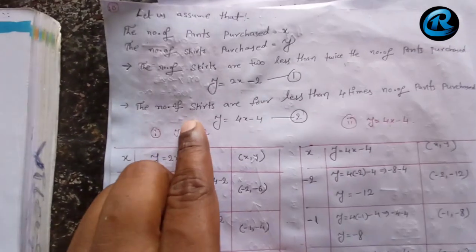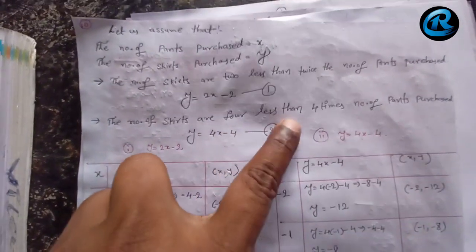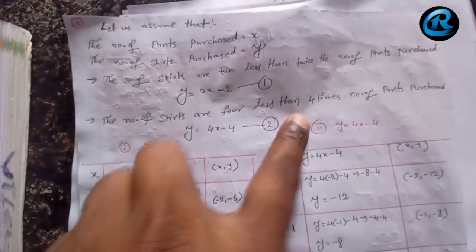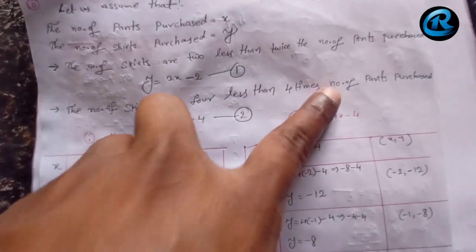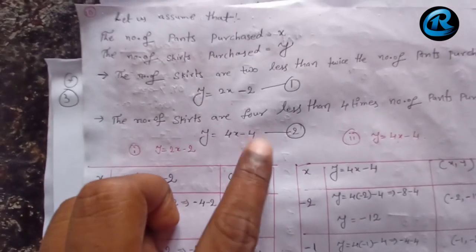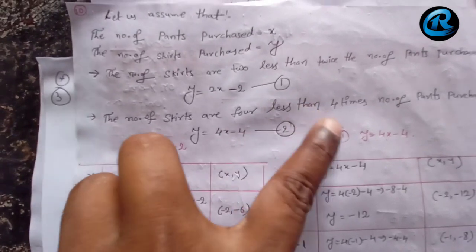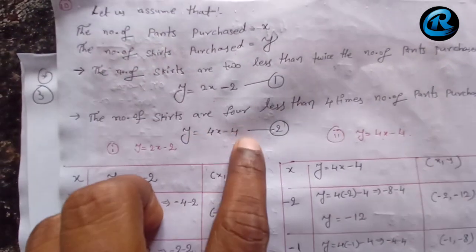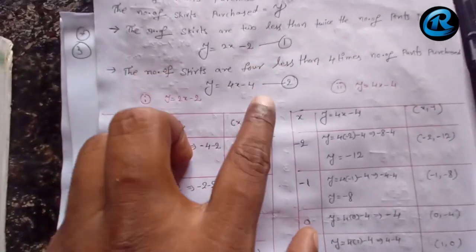Then equation number 2: the number of skirts are 4 less than 4 times the pants purchased. So the number of skirts is y, 4 less than, so minus 4, 4 times the number of pants is 4x, so 4x minus 4. So equation number 1 and 2.